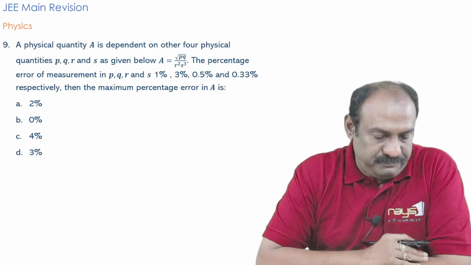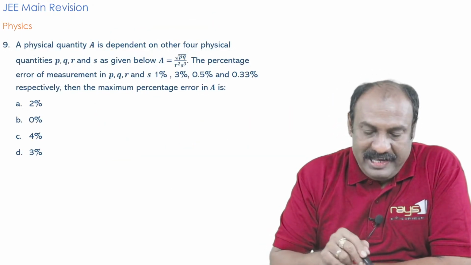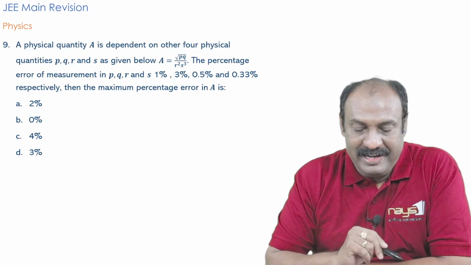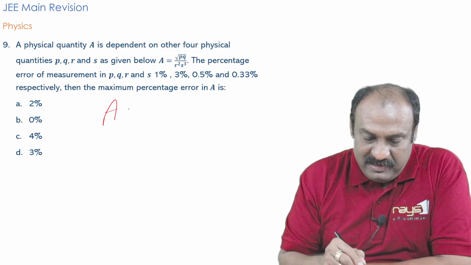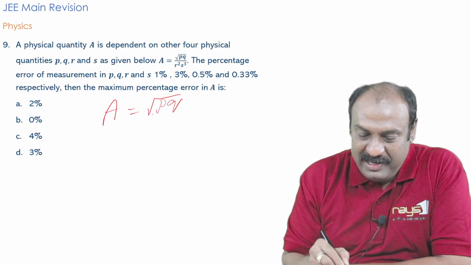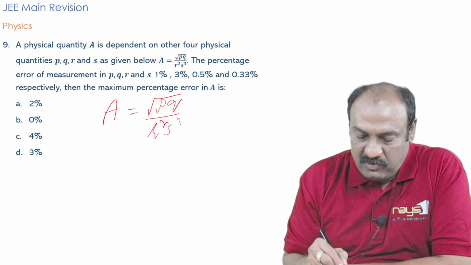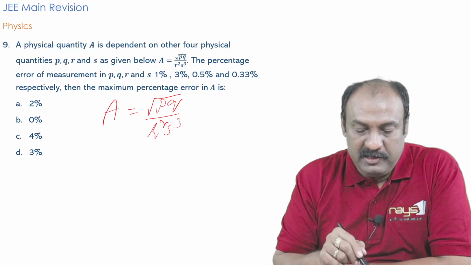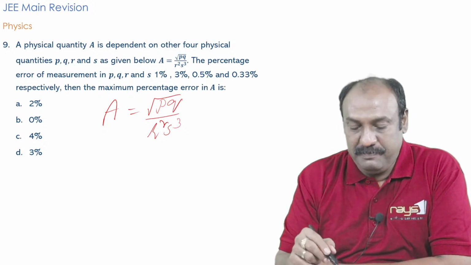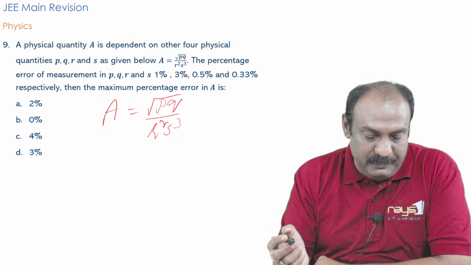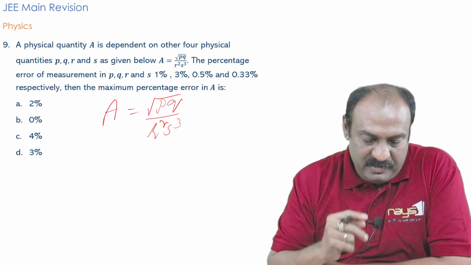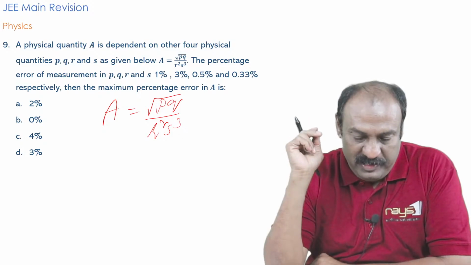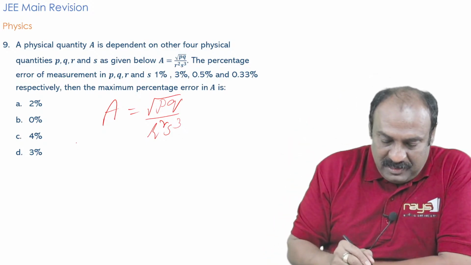Next question. A physical quantity A depends on another 4 physical quantities P, Q, R and S, given as A is equal to root of PQ by R square into S cubed. The percentage of errors in the measurement of P, Q, R and S are 1%, 3%, 5% and 0.33% respectively. Then find the maximum percentage of error in the measurement of A that we need.